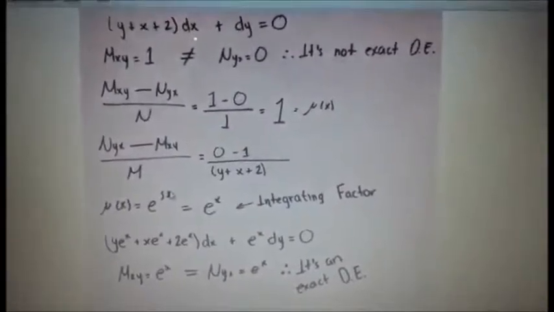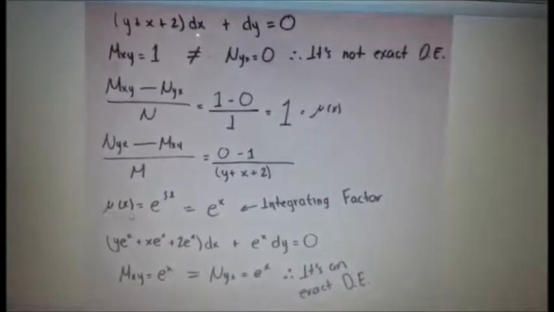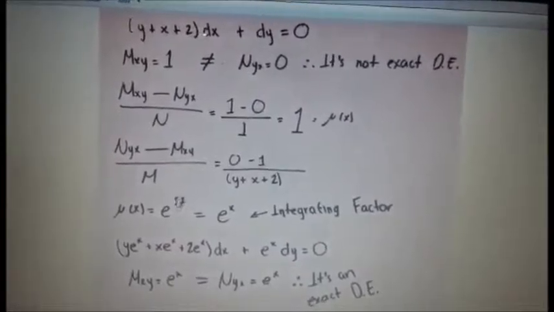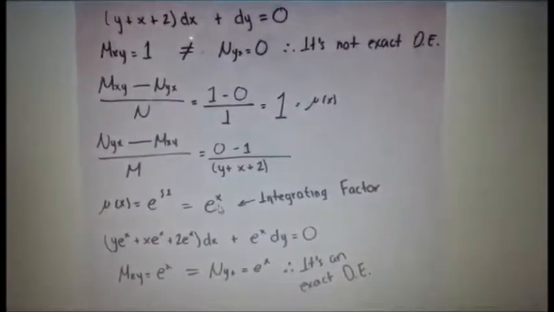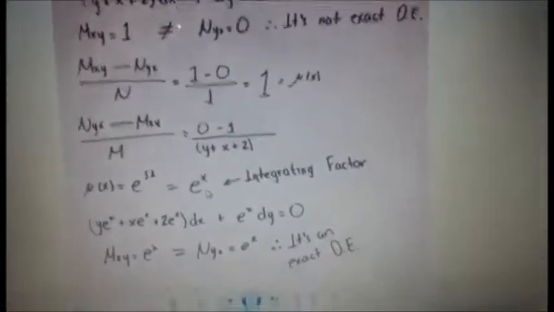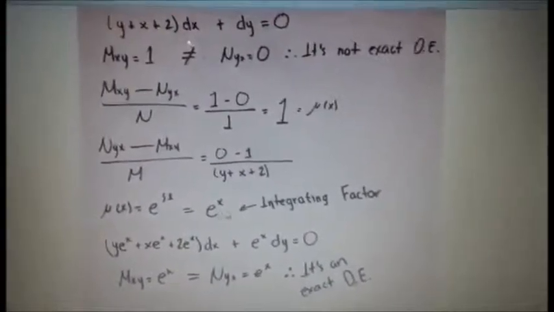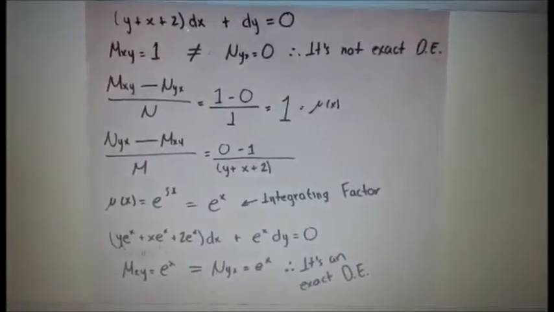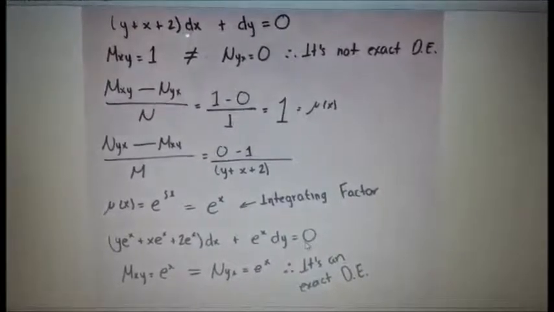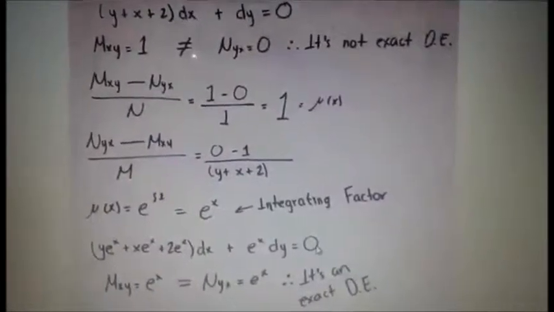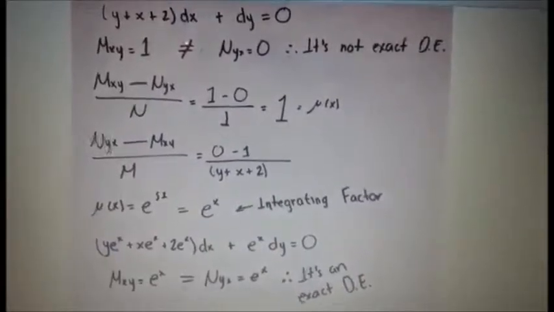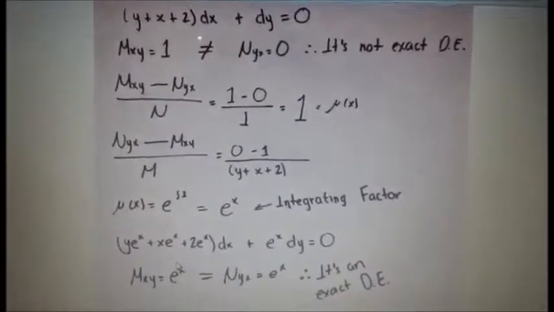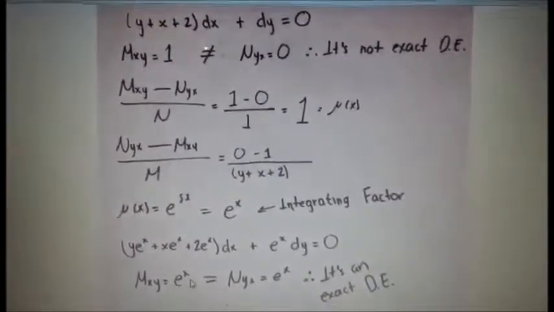And to find our integrating factor, we raise e to our mu of x, and it becomes e raised to the x, and this becomes our new integrating factor. And then we multiply e to the x by our original differential equation to find our new differential equation, which is this one. Then, to prove that it's an exact differential equation, we derive both terms, and we find that it is actually an exact differential equation.